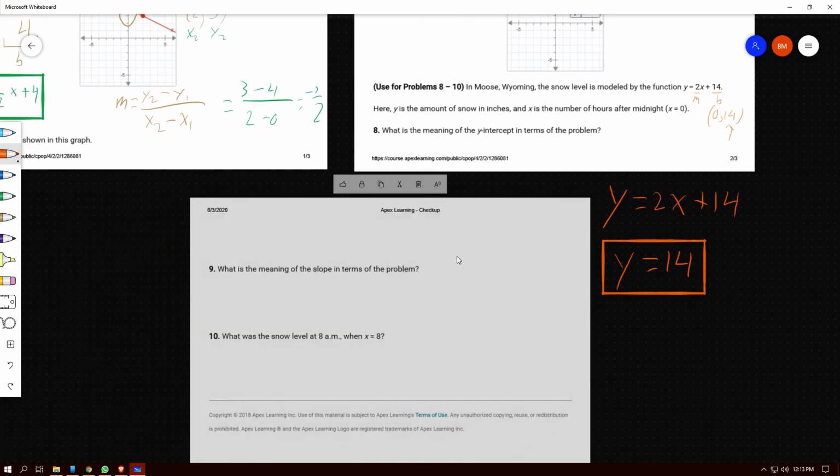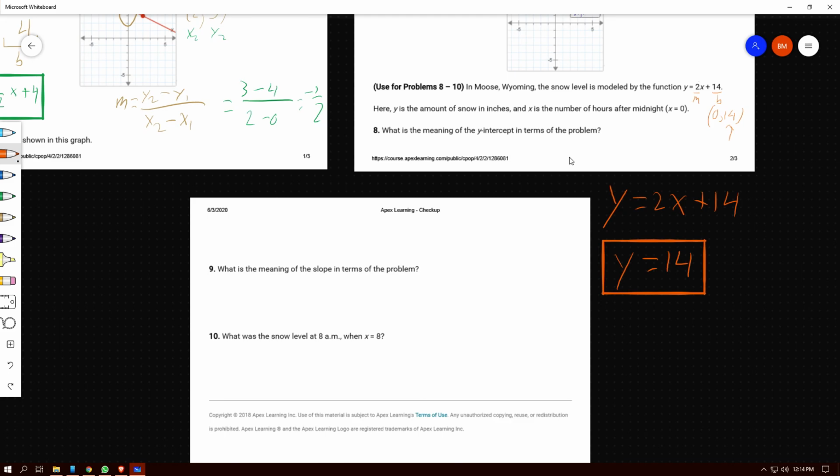All right, what is the meaning of the slope in terms of the problem, right? So if we know that x is the number of hours after midnight, so x is the hours, the slope, that 2, is multiplying the hours. So for every hour, it's going up by 2. So what the slope means, what our rate of change means in this problem, is that it is snowing about 2 inches per hour. All right, so it's changing 2 inches per hour. Since we're talking about snow, it means we're adding 2 inches of snow.